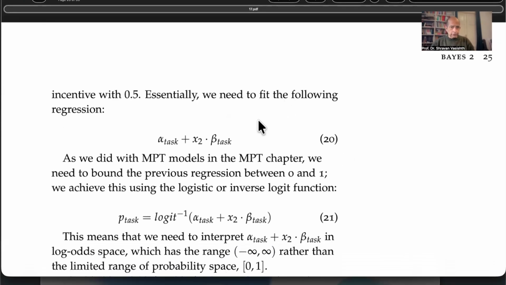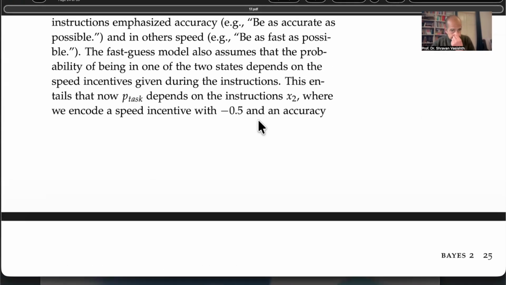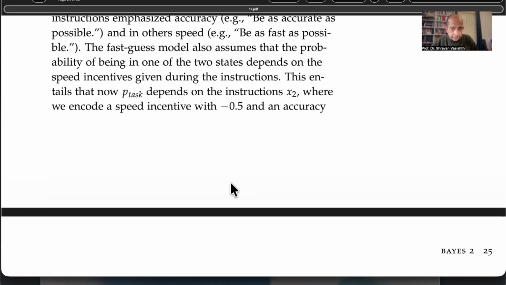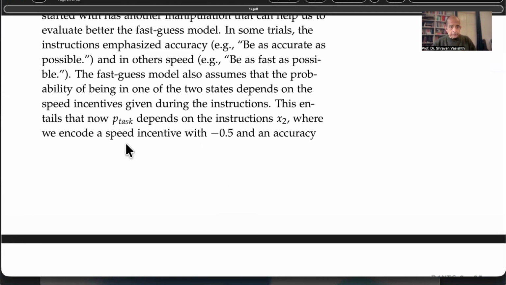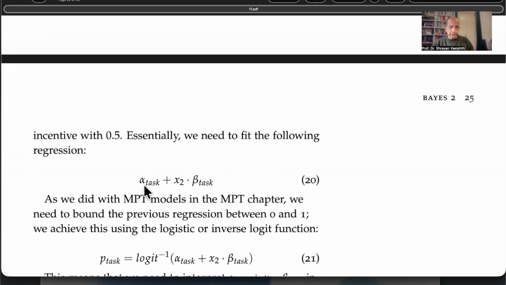So what we're going to do is add a predictor. The predictor will be called x2 here, and the speed incentive will be coded minus 0.5, and the accuracy incentive with plus 0.5. So we're going to fit this kind of model.